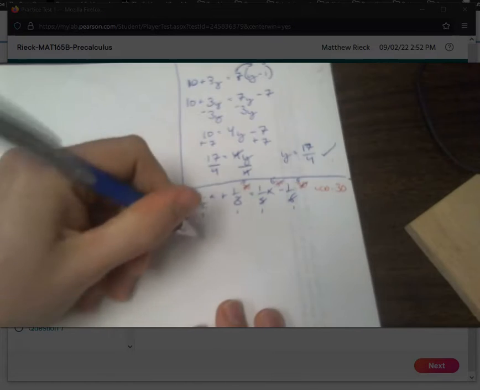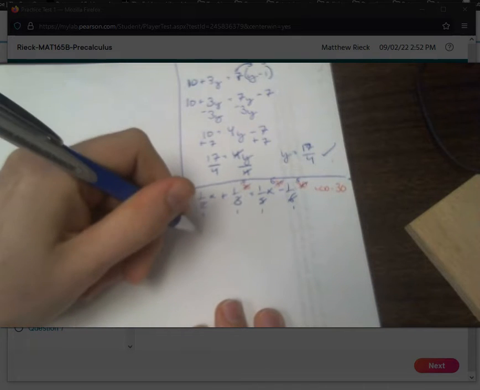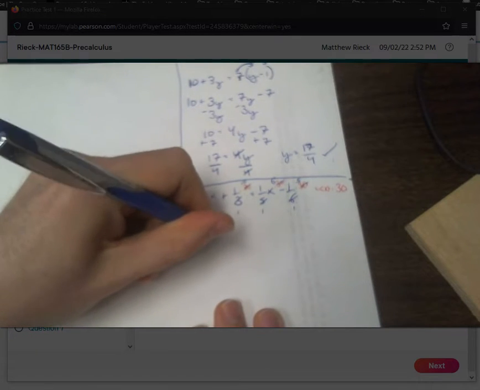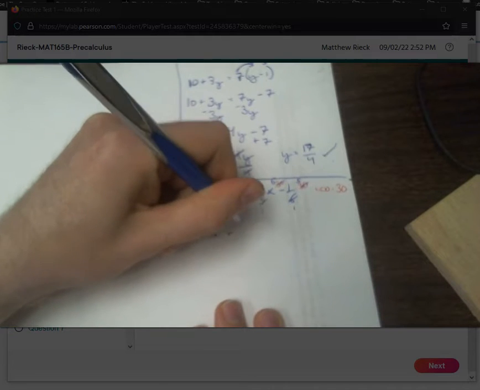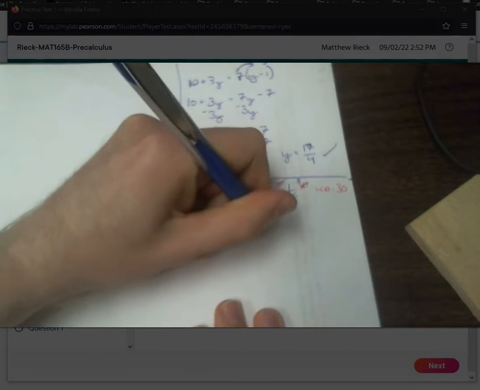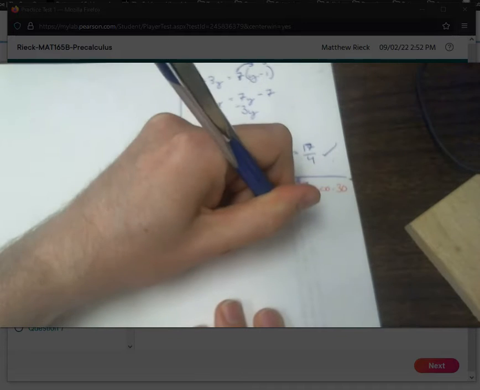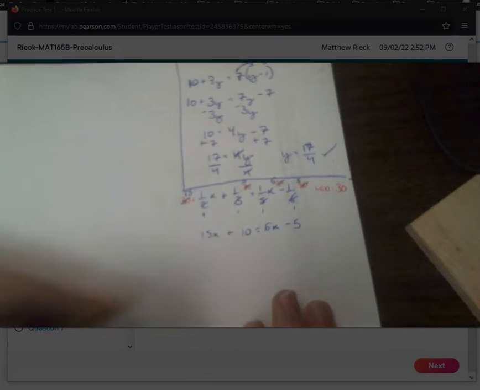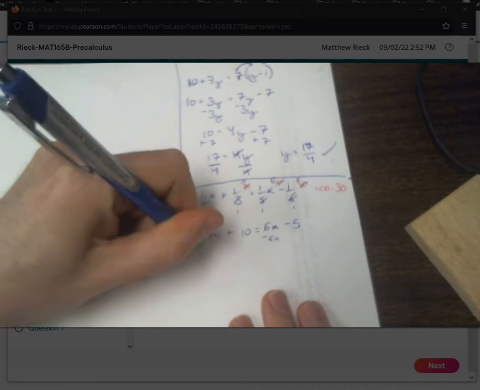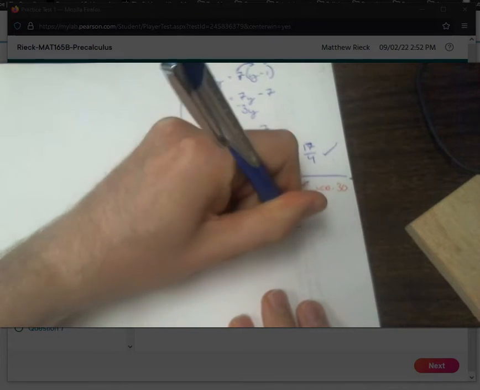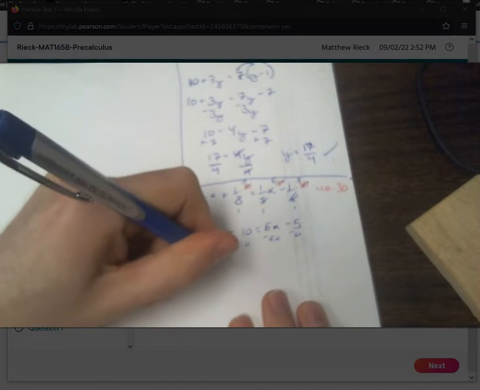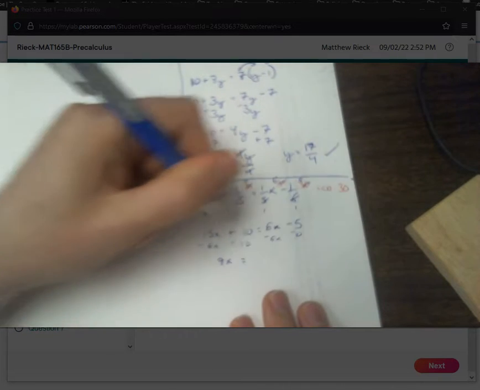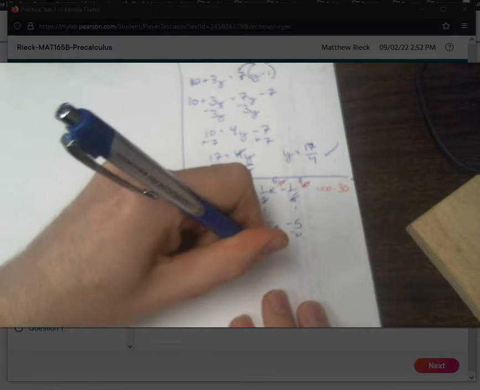All right, so what I'm left with after I remove all the denominators, again by multiplying by my least common denominator, is 15x plus 10 equals 6x minus 5. To solve this, I want to get everything involving my variable x on one side, and everything else over on the other side. So I can subtract 6x from each side, and subtract 10 from each side. So 15x minus 6x is going to be 9x. And then negative 5 minus 10 is going to be negative 15.